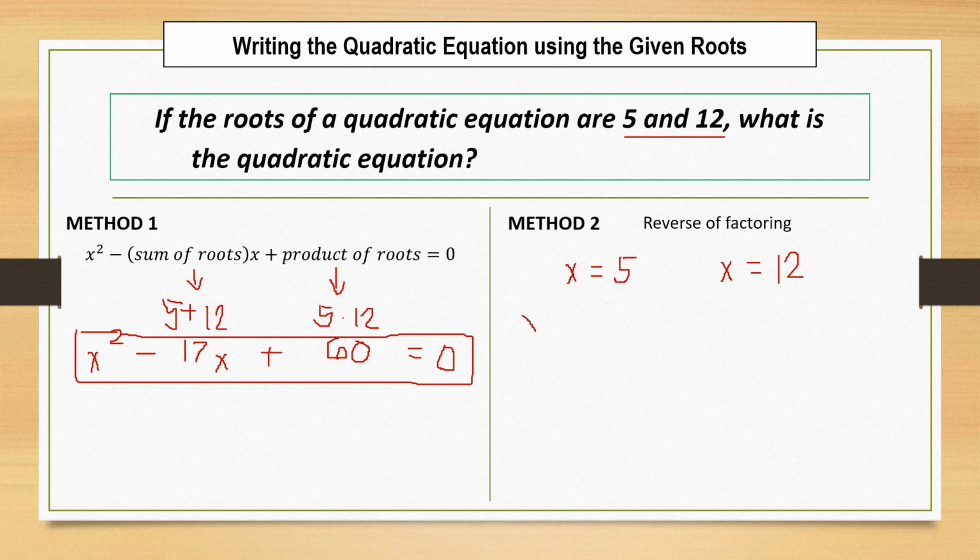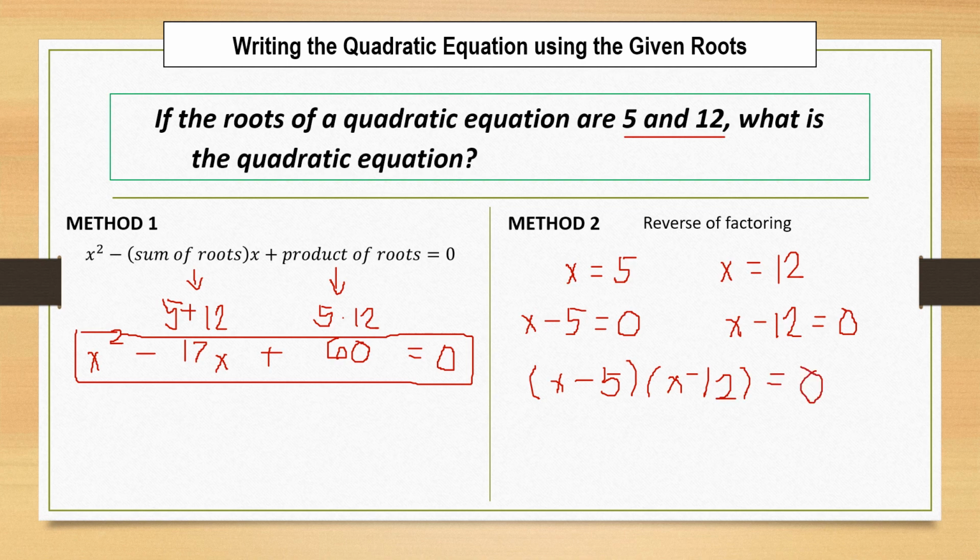Which means that x minus 5 is equal to 0 and x minus 12 is equal to 0. Quantity x minus 5 times quantity x minus 12 is equal to 0.